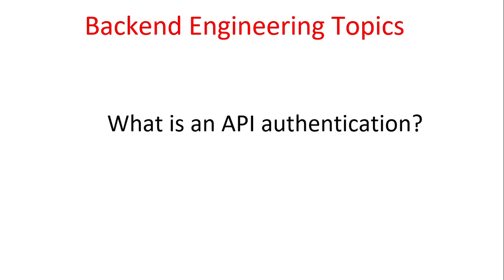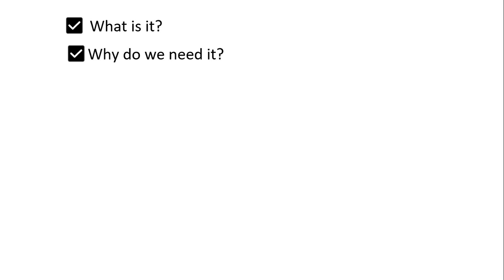That's exactly what API authentication does. So as always, we will try to understand this topic step by step. What is it? API authentication is the process of verifying the identity of a client before allowing it to access an API. In simple words, it answers the question, who are you? If the client is able to prove its identity, the server processes the request, otherwise it will reject it.